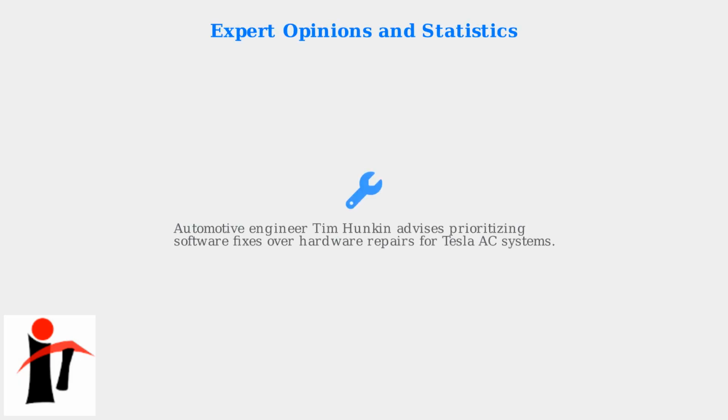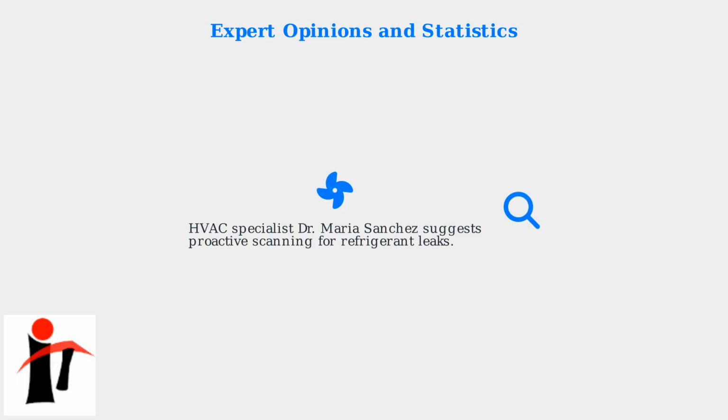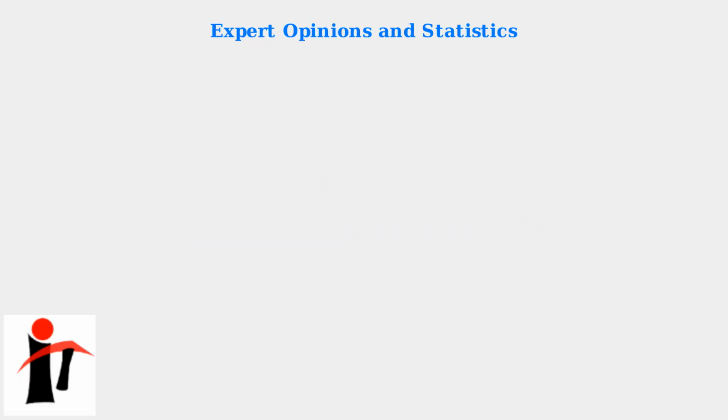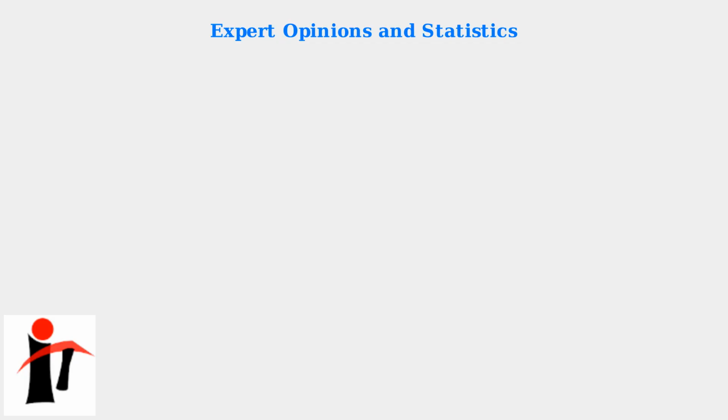Experts emphasize the importance of software updates for Tesla AC systems. Automotive engineer Tim Hunkin advises prioritizing software fixes over hardware repairs. HVAC specialist Dr. Maria Sanchez suggests proactive scanning for refrigerant leaks. Tesla reports a 25% reduction in AC-related service calls after the 2025 updates. Switching to R1234YF cuts AC-related CO2 emissions by 30%.